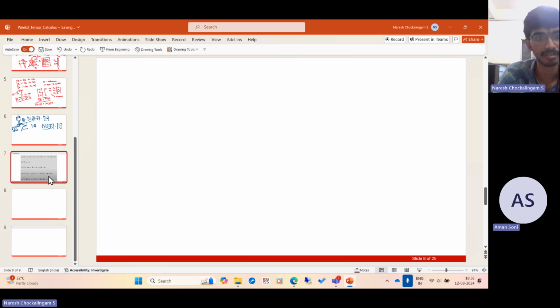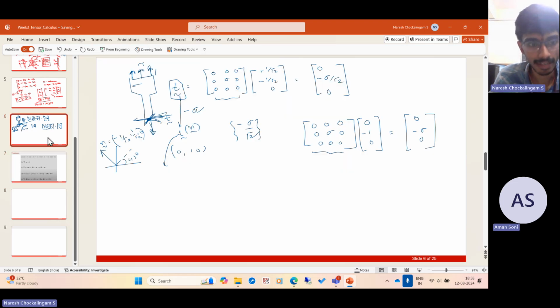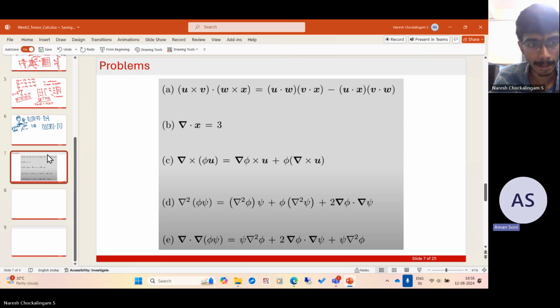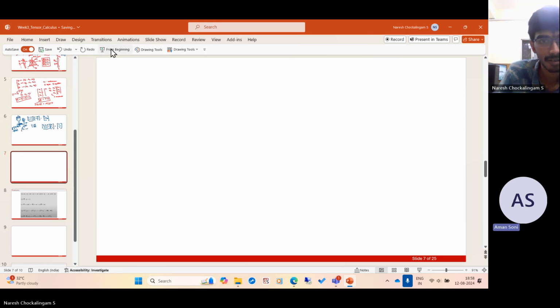Can I interrupt? Yes, sure. For example, in a particular question, the condition is given that this is the traction vector, and we have to calculate the stress tensor on a particular specific plane. Basically, we can solve such a problem. Does it mean that we have to identify the surface normal first, and then distribute the components of the tensor along the three perpendicular planes according to that surface?